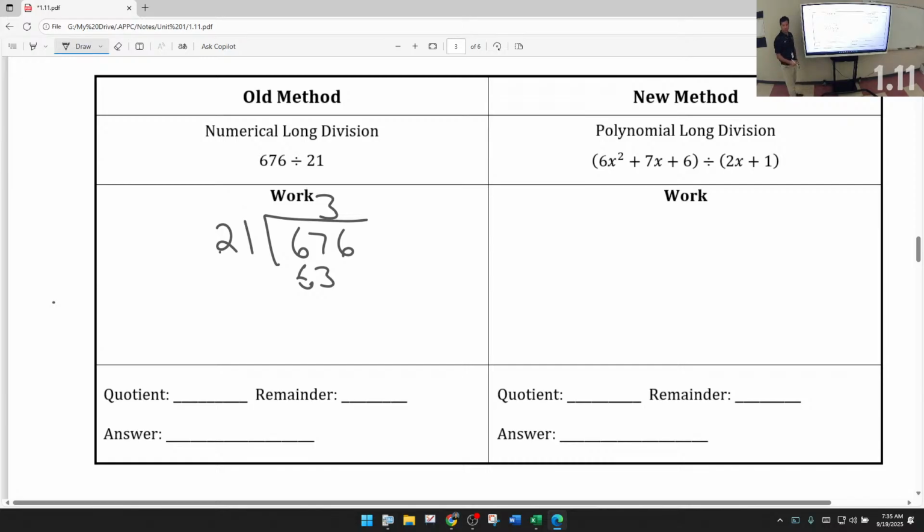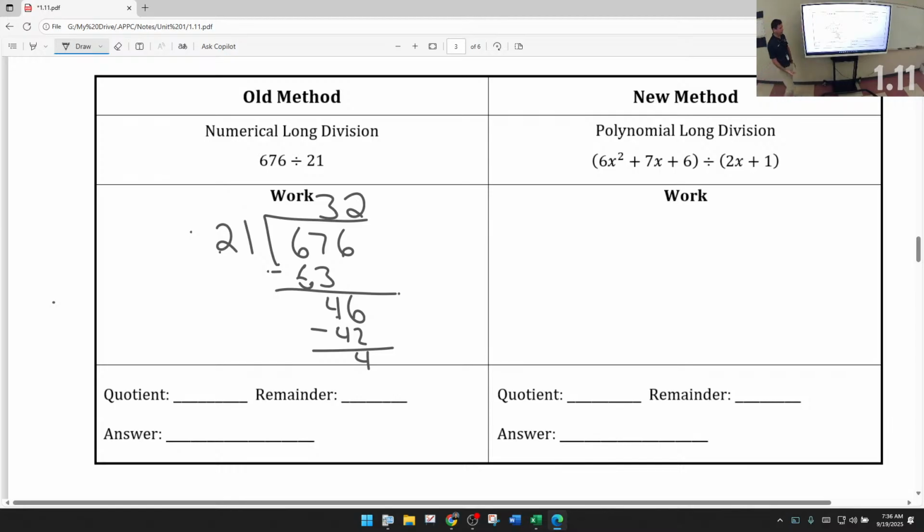Okay? And then here's the part where a lot of students mess up. You have to subtract that because you're taking that away after you divide it. And so we're left with a 4 and a 6. Okay? And then we take this 2 into that 4, which goes 2 times. So I'm going to put a 2 right here. Now I'm taking 2 times 21, which is 42. Remember to subtract, and we get 4 left over. And 4 is my remainder.